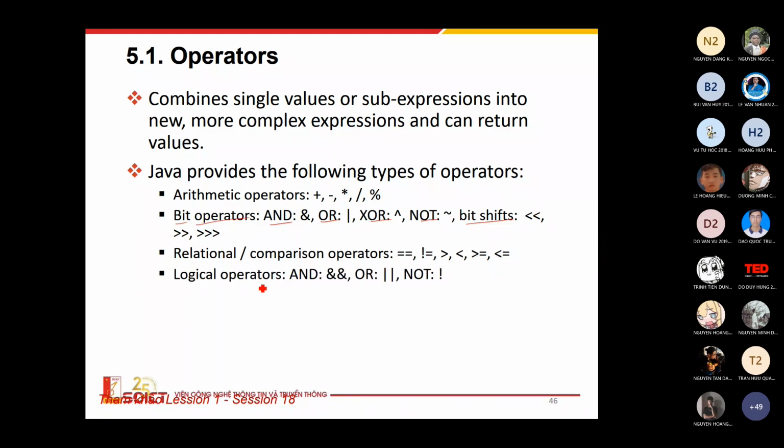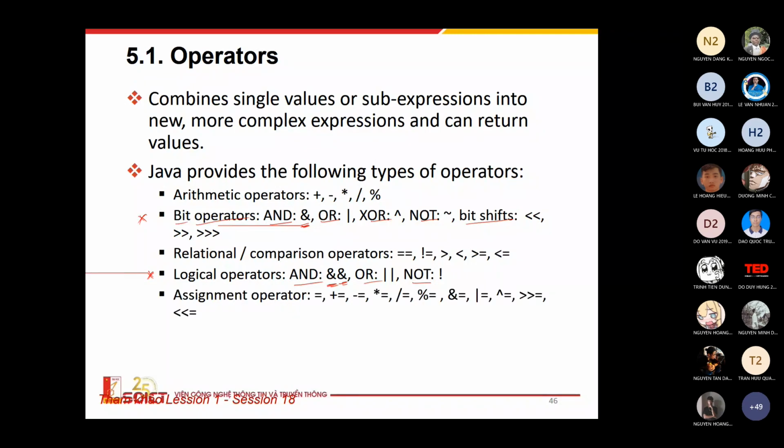You can have logical operator. Again, you have and, or, and not. So please make the distinction between bit operator and logical operator. For and, it's just one symbol, one of this kind of symbol, and for logical you have a double of this symbol. So please remember the difference between these two operators.